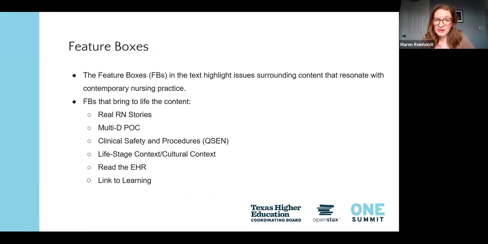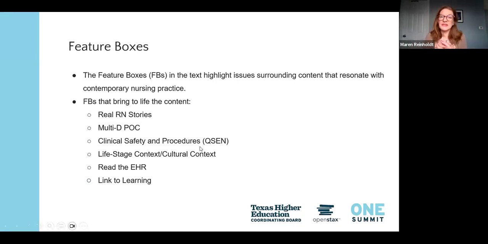So another aspect of this text that we think is quite unique is the addition of feature boxes. One that I particularly like is the Real RN Stories, which actually takes you into the world of a nurse and tells you where this nurse is working, how long they've been practicing, in what area, and talks about a scenario that this nurse came across related to the content and how they handled it.